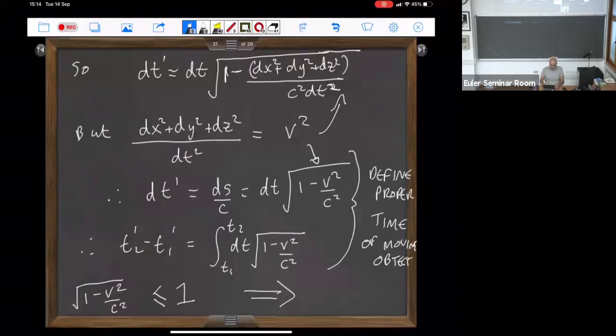Or I can also integrate that between the two times, t2 prime minus t1 prime. So this is how you define the proper time. These two equations give you the definition of what is called proper time of some moving object.